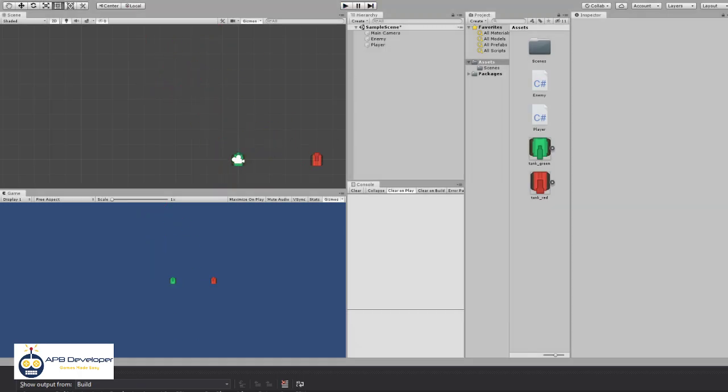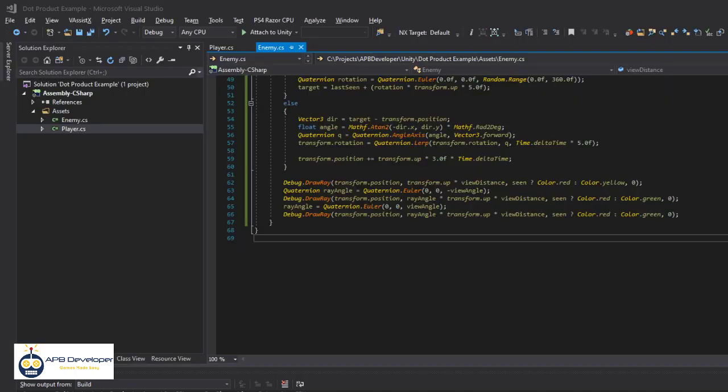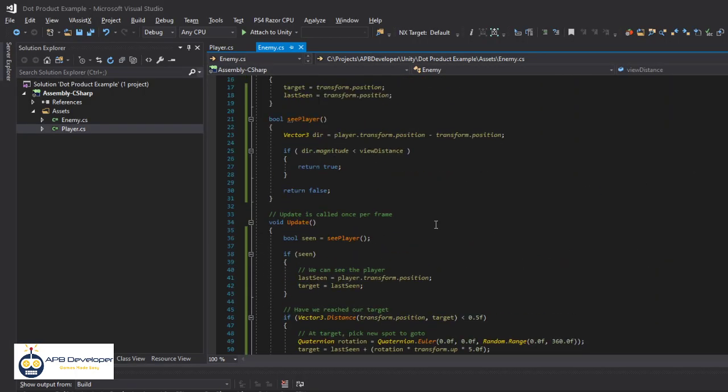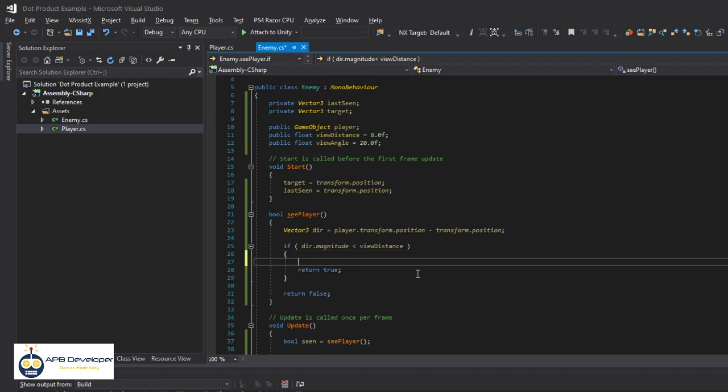So if we go back to the code, we just need to update our... we'll do a quick and easy check first. Always knock out the more complicated maths with a simple check first.